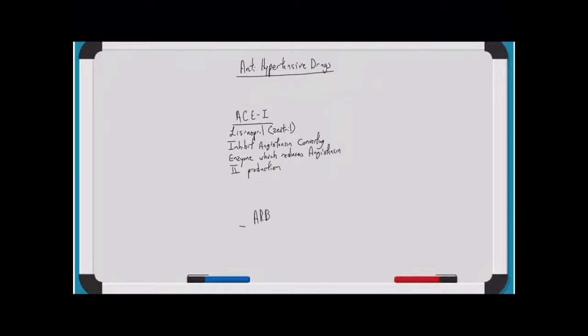Next, I have the ARB, losartan or Cozaar, which blocks angiotensin II activity, which is how they get their name. ARB stands for angiotensin II receptor blockers. So they block the receptor that angiotensin II binds to and therefore can lower blood pressure.